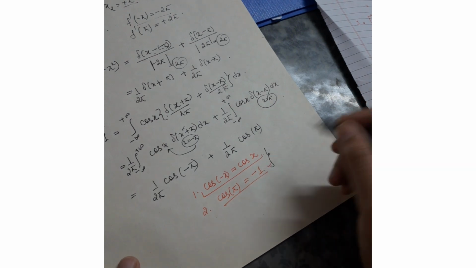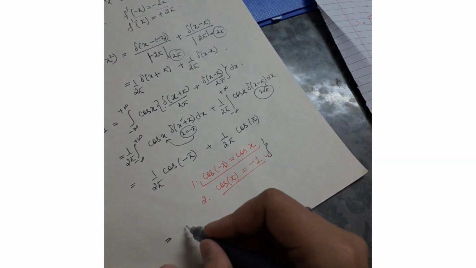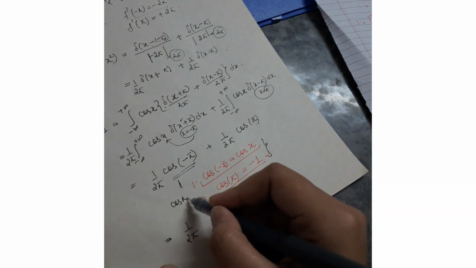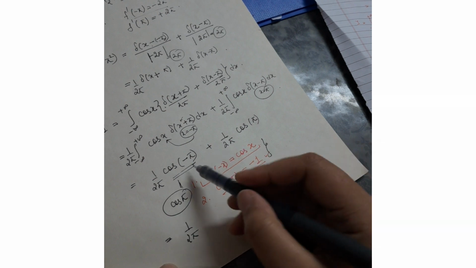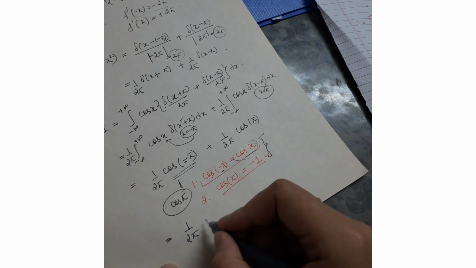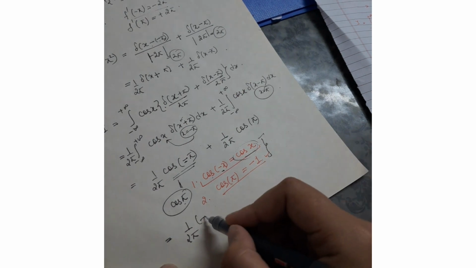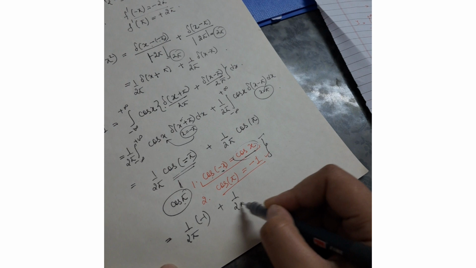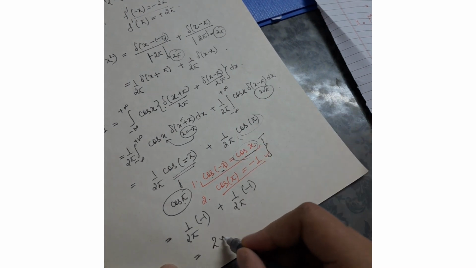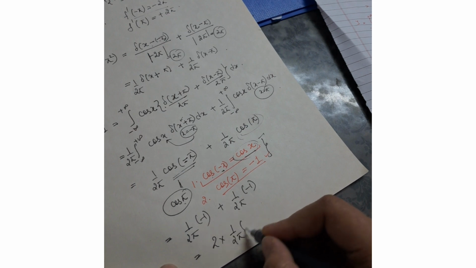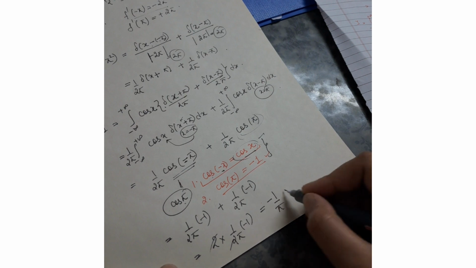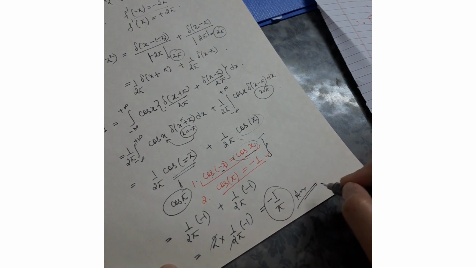With these two values, we can write 1 upon 2 pi, this becomes cos pi only. Why? Because cos minus x equals to cos x. Then cos pi is equal to minus 1, plus 1 upon 2 pi cos pi, that is minus 1. So we have 2 times 1 upon 2 pi times minus 1. That is simply minus 1 upon pi, which is the answer.